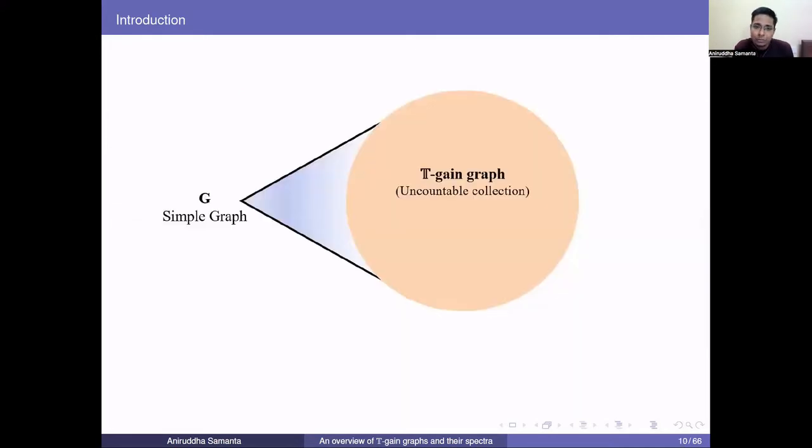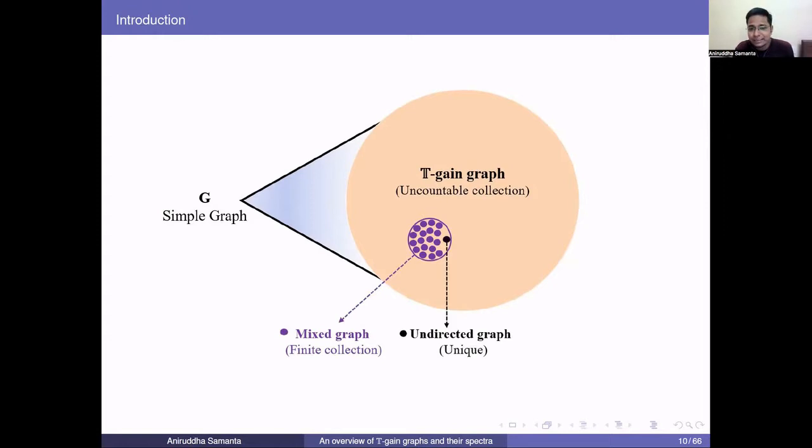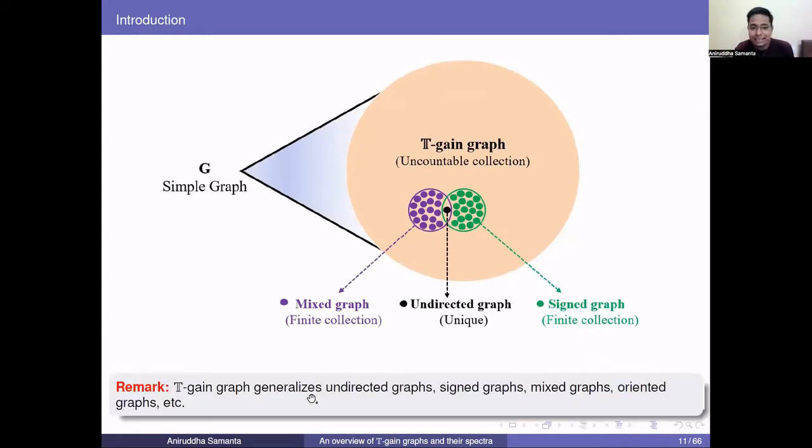Well, in one pictorial view, we can see that for a simple graph G, we have uncountably many T gain graphs. Among them, we have a finite collection of mixed graphs, a unique undirected graph, and finite collections of signed graphs. So from this point of view, we can say the T gain graph generalizes all such well-known graphs.